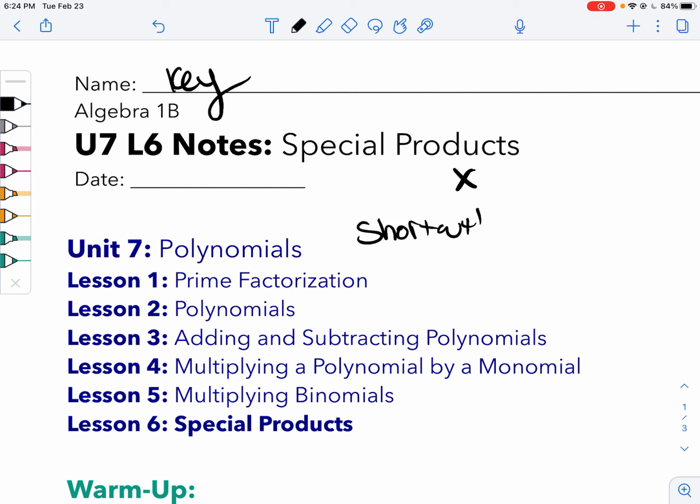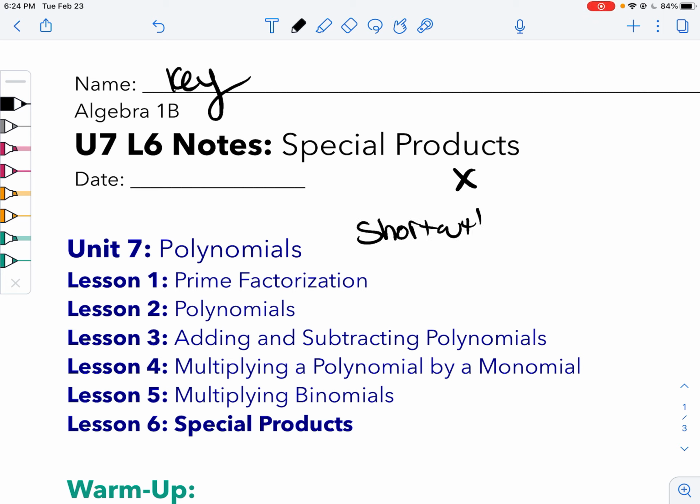Plus A times negative B is negative AB. BA, I'm just going to write in alphabetical order, AB. And then B times negative B is negative B squared. Oh, but guys, check it out. What do we have here? We have a plus AB and a minus AB. Those guys are going to cancel out. See you later, alligator. Left us with just A squared minus B squared.